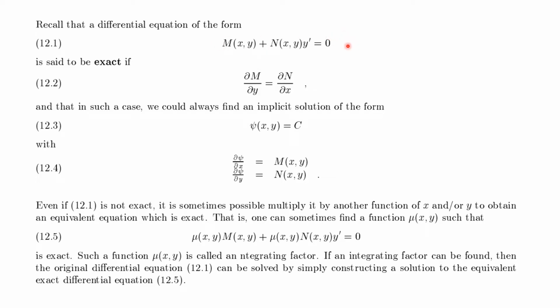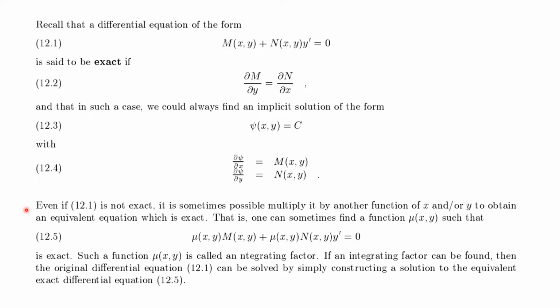So a differential equation like this is exact if, and this was the test that we proved in the other video, the partial of M with respect to y is identical to the partial of N with respect to x. And in such a case, we could always find, by the technique of exact equations, a psi(x,y) equal to a constant, and this is an implicit solution of that form. And the partial of psi with respect to x is M(x,y), and the partial of psi with respect to y is N(x,y).